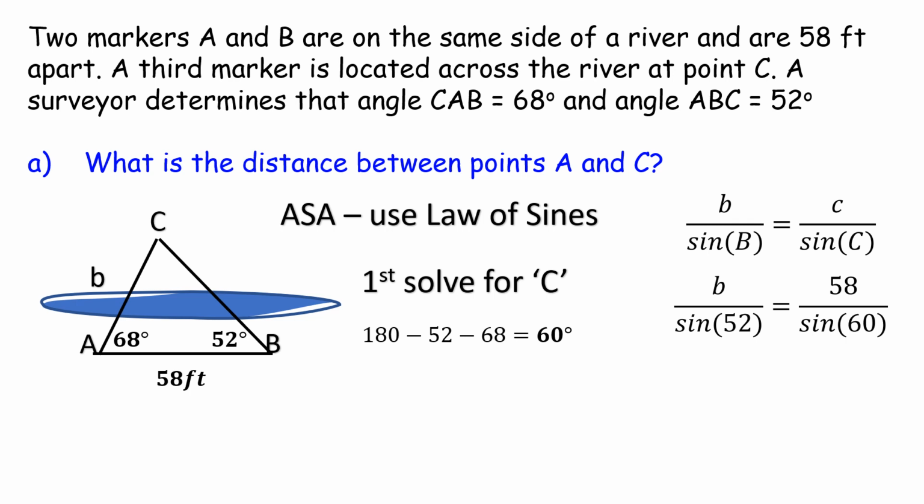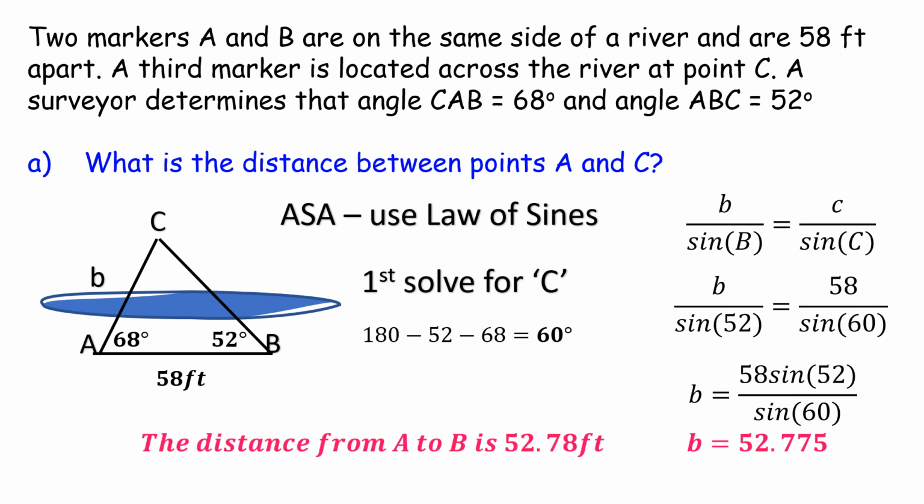Side B over sine of 52 degrees is side C, 58 over sine of 60. Cross multiply and isolate your B. In your calculator, you're going to type in 58 multiplied by sine of 52 degrees divided by sine of 60. And we determine 52.775 is our distance from point A to point C. Therefore, we're about 52 point, oh, there's a typo. That B is supposed to be a C. Darn it. Okay, so side B, or the distance from A to C, is 52.78 feet.